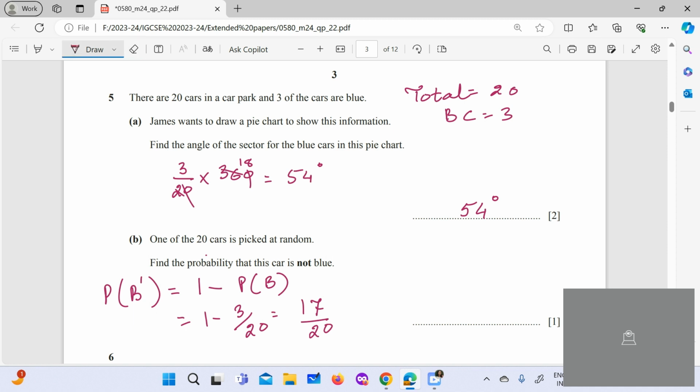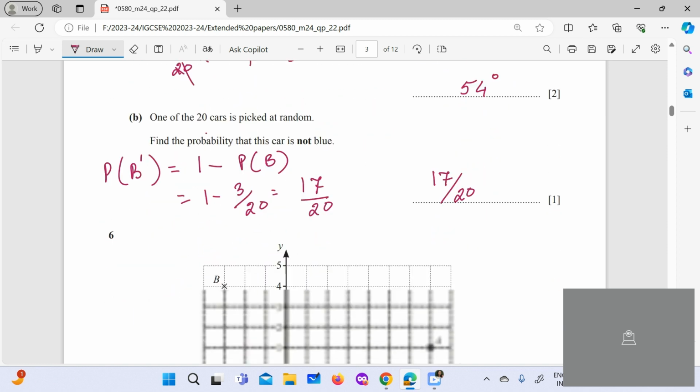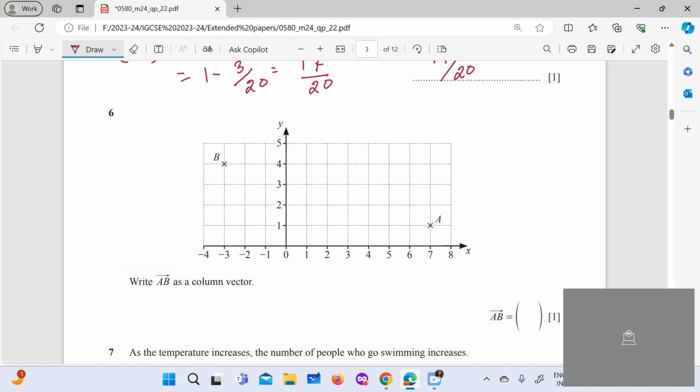Yeah, let's go to the next question. Now, write AB as a column vector.